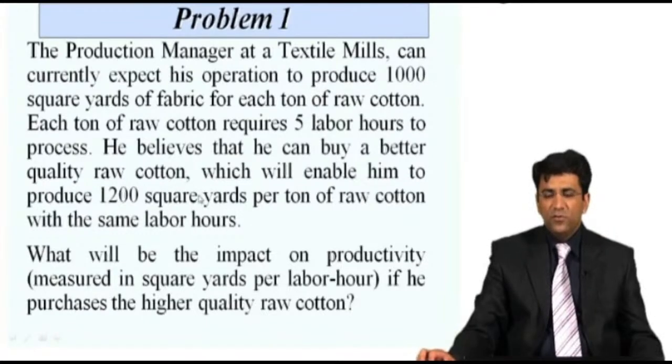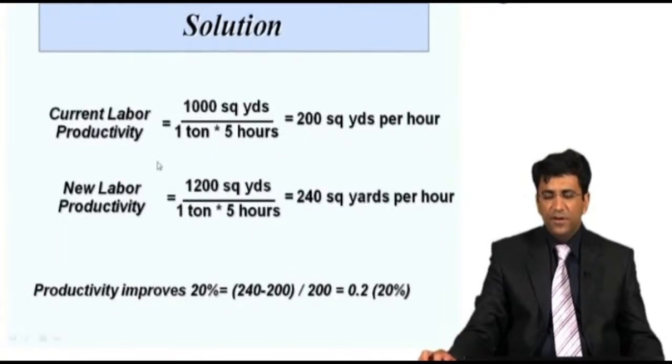You can easily calculate the productivity. Before using the quality raw cotton, the productivity will be equal to 1000 divided by 5, that will be equal to 200, and the new productivity will be equal to the new output, so 1200 divided by 5, this will be the new productivity. As you can see here, 200 square yards per hour is the old productivity or our current labor productivity, and the new labor productivity is 240 square yards per hour.